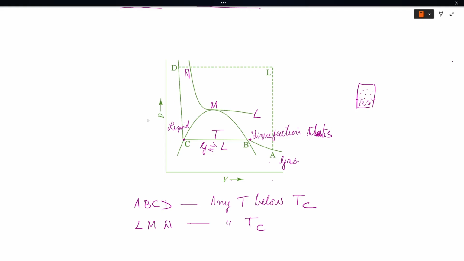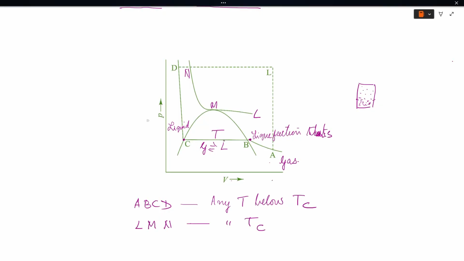Now, applying pressure, as I have told you, since liquid is incompressible, the curve keeps on going up somewhat parallel to the pressure axis, or you can say that there is not much change in volume with application of pressure. So, this is the case here. Now, this is at the critical point, the point M represented by the critical temperature.